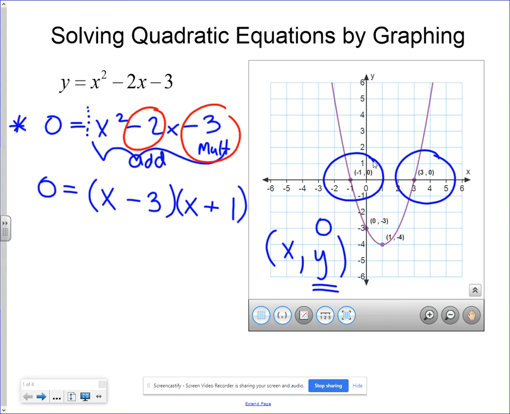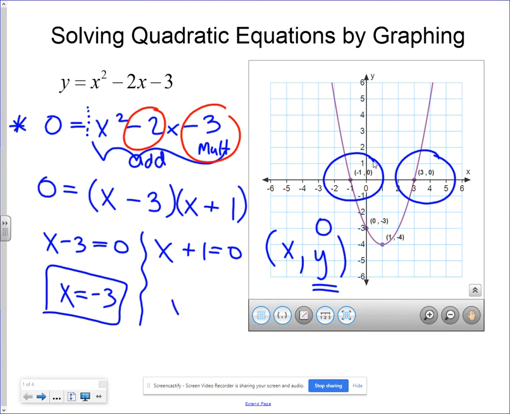Now we're trying to solve it. So remember, the next step in the solving process is to set the factors equal to 0. So the solutions are -3 and -1. But this should have been not -3, +3, right? Because I need to add 3 to both sides. So the solutions are 3 and -1.